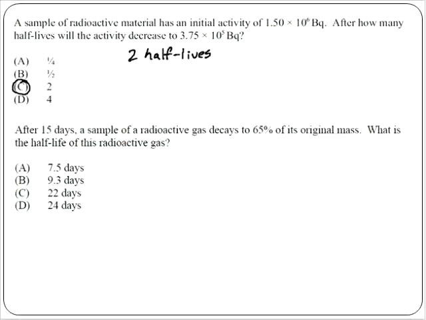Now you could do that using your logs, again, using your half-life formula, but it's a lot easier to do it just by simple division because it's a nice whole number. And often in the multiple choice, that's the way they do work out. Okay, they try to keep them relatively simple.